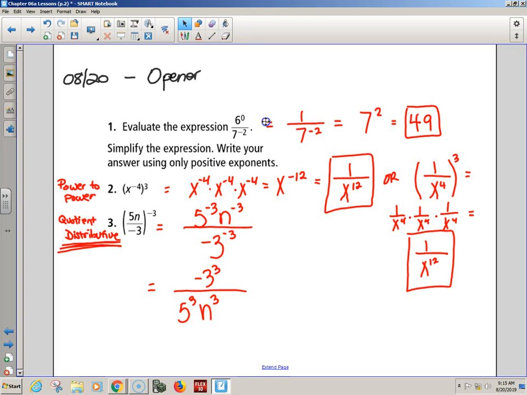Just grab it, throw in 5 times 5 times 5, negative 3 times negative 3 times negative 3. Some of you had them yesterday. Grab it.